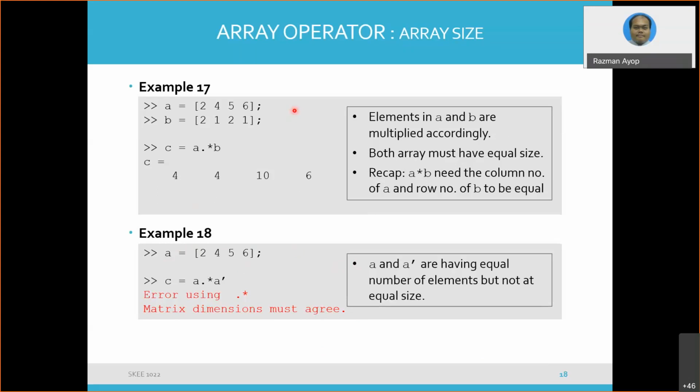Next is example 17. You can see here you have 2 matrices, A and B, with the same size, 2 multiplied by 4. When it comes to array operation, you need to have the same size matrix. But for matrix operation, you need to have the matrix that I showed before. If 2 multiplied by 3, then you have to multiply by 3 multiplied by something. The center one needs to be the same, like I showed before for matrix.